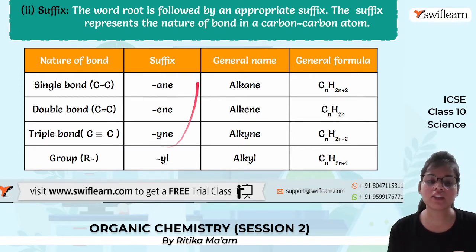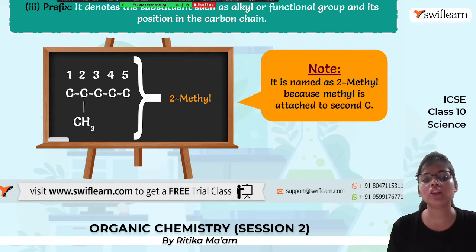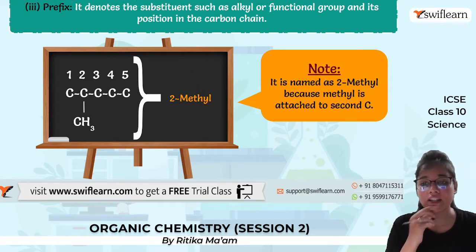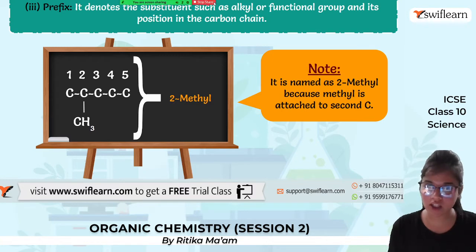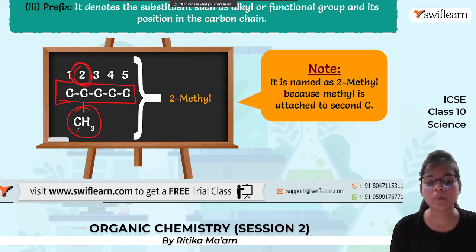But instead of these, if we are adding any group, so an alkyl group, it will go like alkyl. For example, methyl, propyl, hexyl, etc. Next is the prefix. So the prefix means pehle. It denotes the substituent such as alkyl or functional group and its position in the carbon chain. Now here see 5 carbons are present. So this becomes our longest chain, and since at the position of 2 one group is added and the group is methyl, we will be naming it as 2-methyl. Why? Because the methyl group is added at the second position.